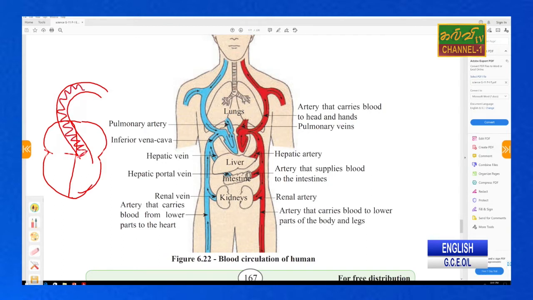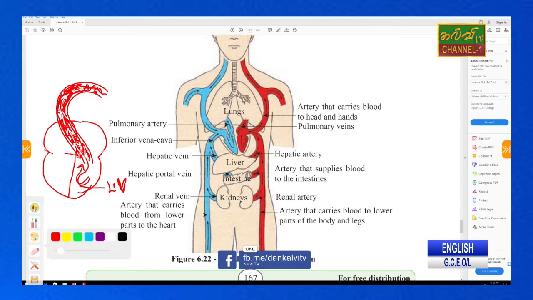Actually, the aorta has the artery system, right? This blood is coming from here, the left ventricle. This is called the left ventricle. So from the left ventricle, the oxygenated blood passes through the aorta, right? It moves through the aorta.